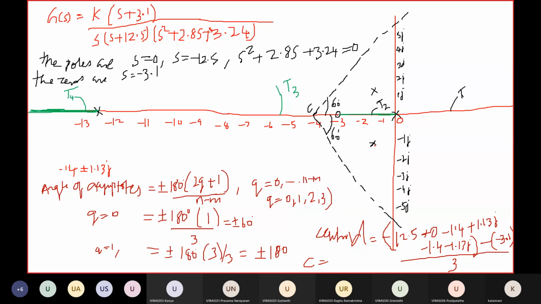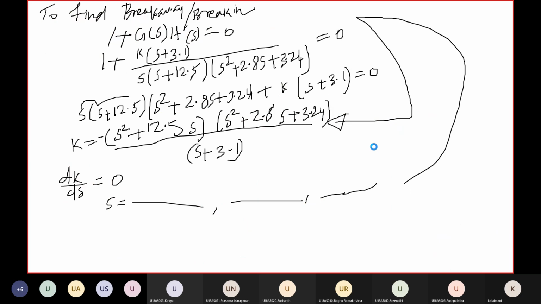Next we have to check whether the root locus branches intersect the imaginary axis or not. Next step, we have to check whether my root locus branches intersect the imaginary axis or not. Then how can we check this? We know the closed loop characteristic equation. The formula is 1 plus G(s) H(s) is equal to 0.